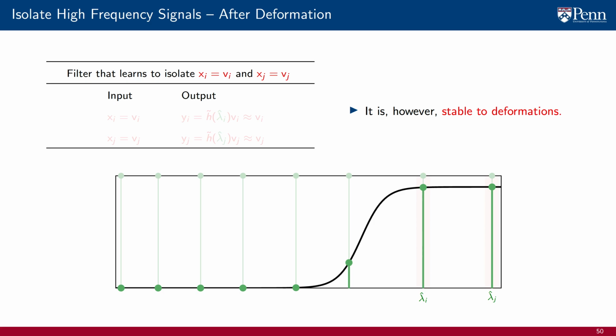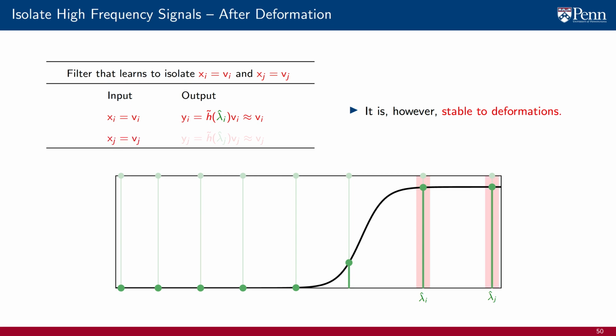Indeed, if we consider a scaling of the spectrum, the filter's frequency response is instantiated at dilated eigenvalues. But since the filter is integral Lipschitz, the dilation of the eigenvalues doesn't change the value of the filter's response. If we hit the filter with signal vi, the output is still close to vi, because the filter's response evaluated at the dilated eigenvalue lambda i hat is still close to 1. The eigenvalue has moved substantially, but the integral Lipschitz condition has kept the filter's response unchanged.